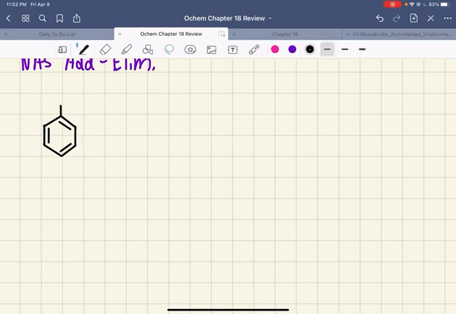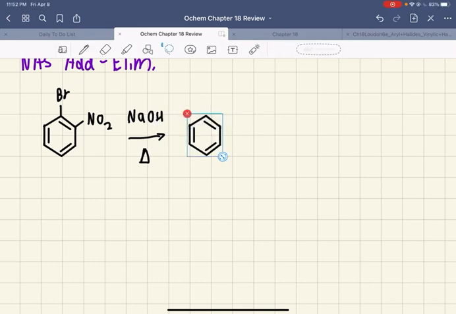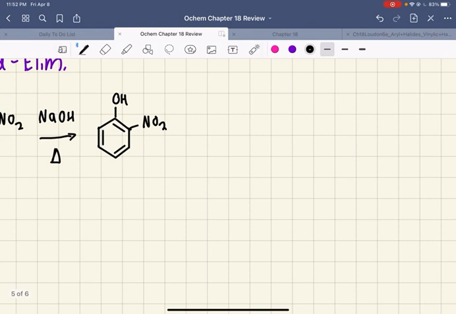Let's take this aryl halide with a bromine and a nitro group in the ortho position. We're also going to use NaOH and heat. This will be the final product. The OH group will be here, and the nitro group will remain. The intermediates of this reaction are as follows.